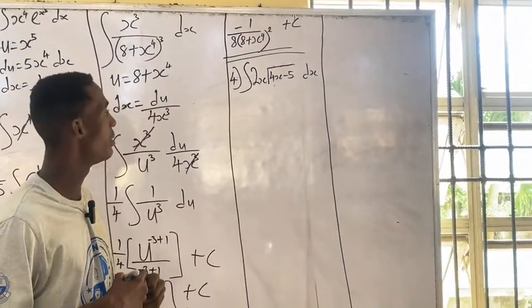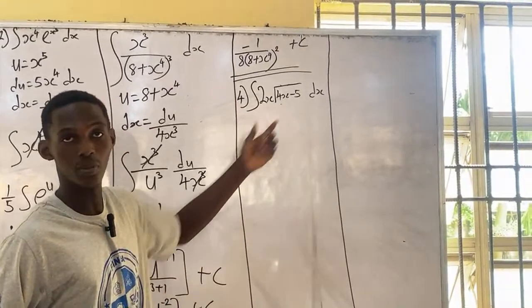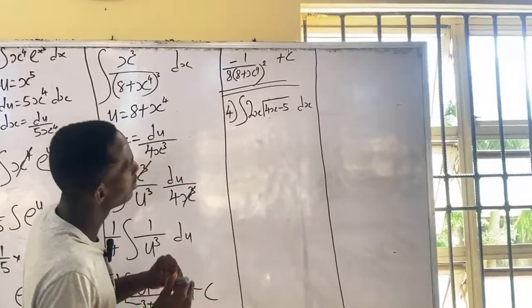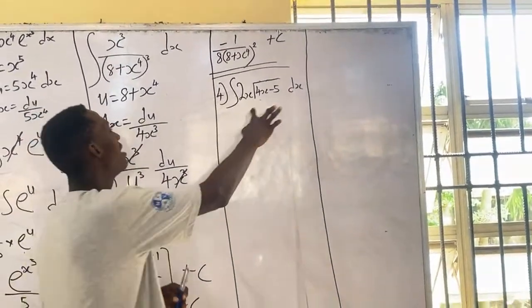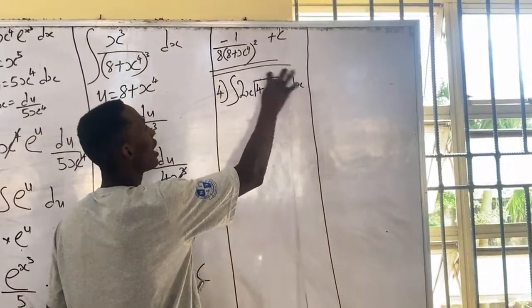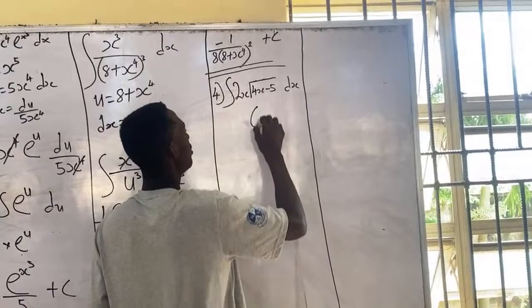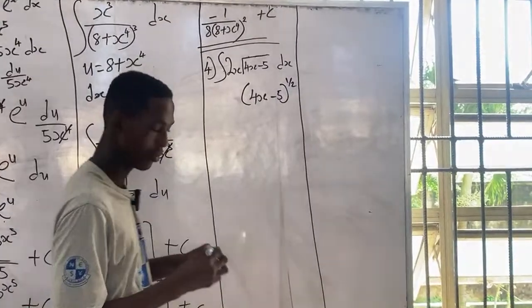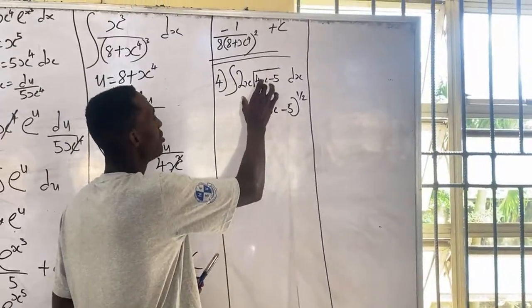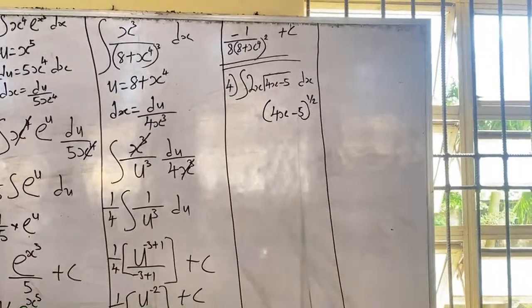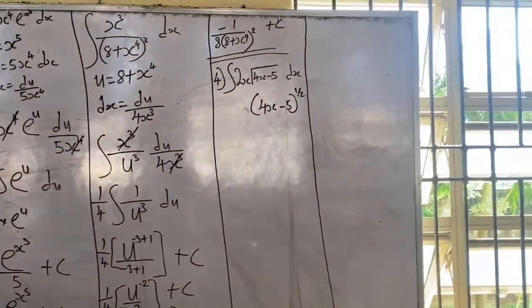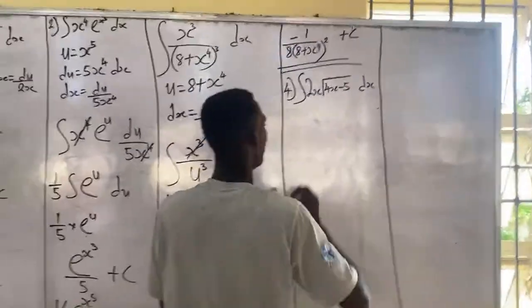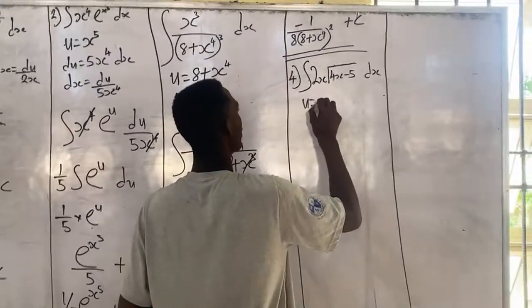Your u substitution will still be applicable to this, but the way you do it is that, do you know now which one you are going to be using for u? The question is, because this is under the root, you know we can easily rewrite it. So because of this reason, I'll be making my 4x minus 5 to be equal to my u.